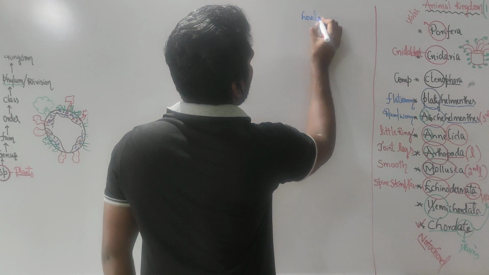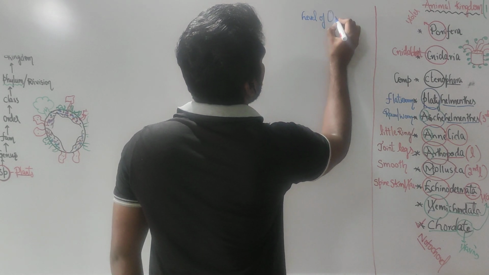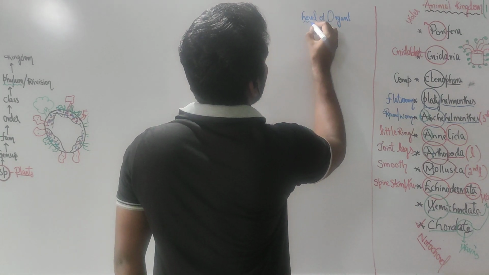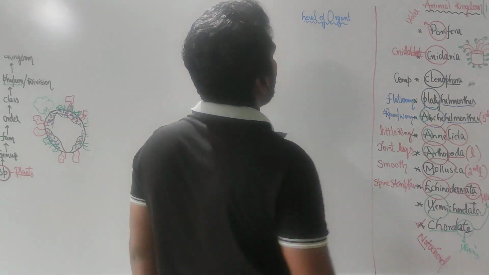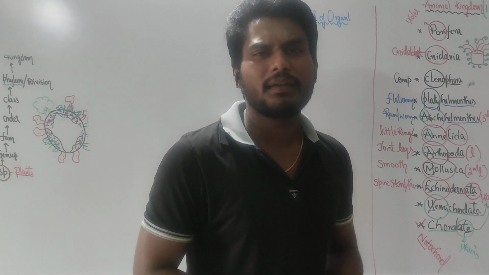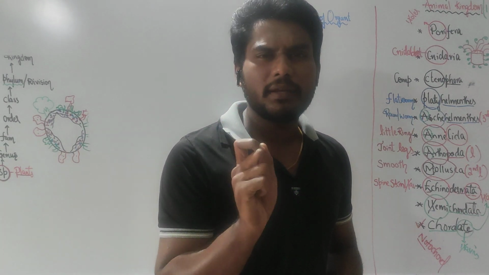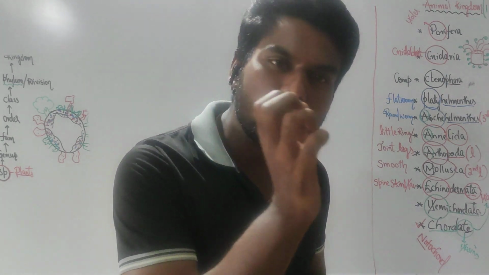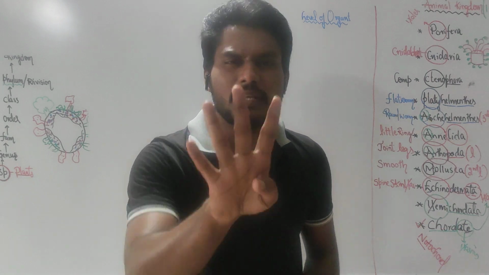Level of organization. You are at what level now? Not 10th, PUC, right? Sorry. Level of organization, at which level? Nothing but the cell, you know very well. A group of cells, tissue. A group of tissues, organ. A group of organs will form what? Organ system. Those are the 4 levels here.